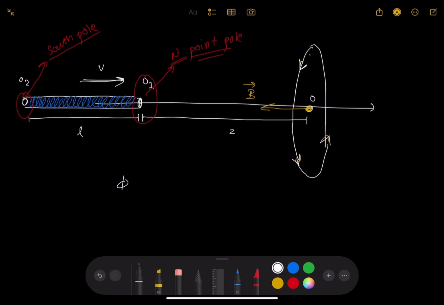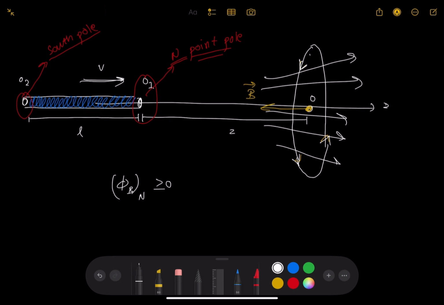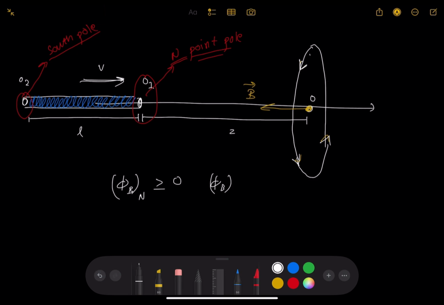We know that the flux due to the North Pole is going to be positive, meaning that it's going to go across like that. We're basically assuming the direction along the positive z-axis to be positive, so that flux is going to be positive. And due to the South Pole, it's going to be opposite. And I think it's also going to be lesser in magnitude than the flux produced by the North Pole since it's farther away from the loop.